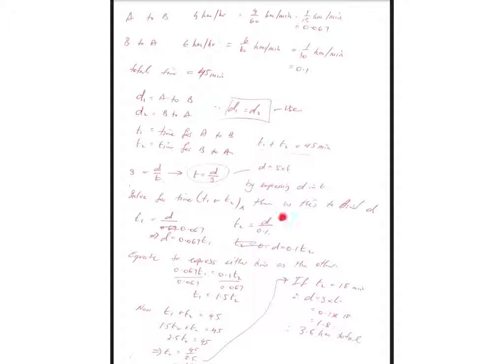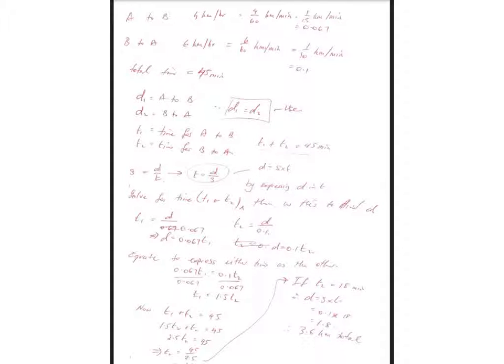Same thing over here. D divided by 0.1 is T2. So then D is going to equal 0.1 times T2. And then, like I say here, we equate them. So 0.067 T1 equals 0.1 T2 because both distances are the same. So that's one distance, that's the other distance. Distance 1 equals distance 2.